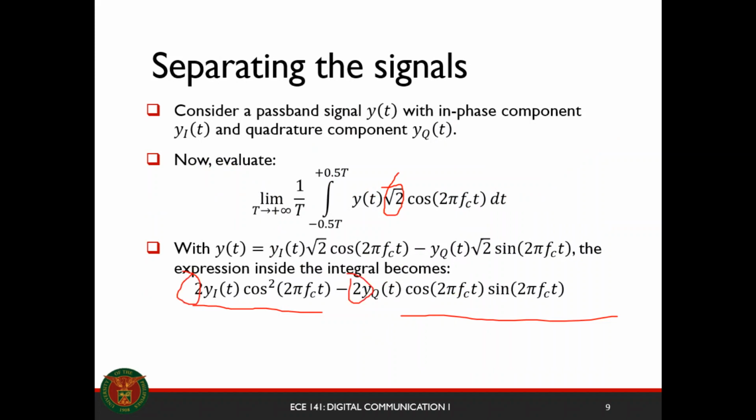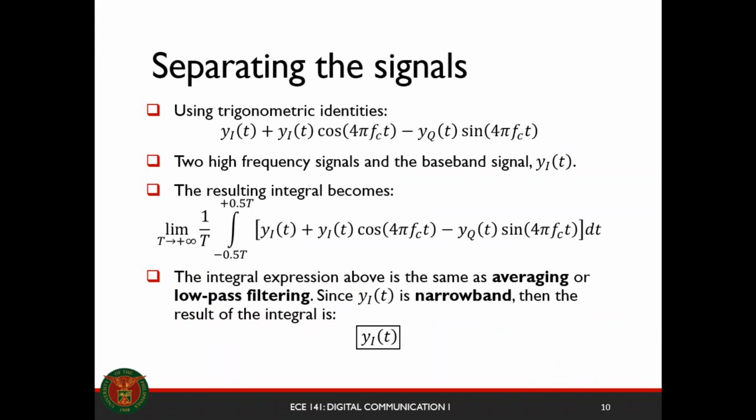And then, if we use trigonometric identities, your cosine squared becomes 1 plus cosine, and you have double the frequency. Here, you have double the frequency, but it's a sine component. So these are two high-frequency signals and a baseband signal.